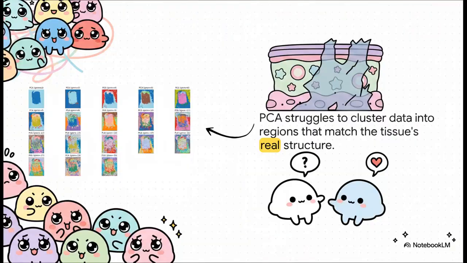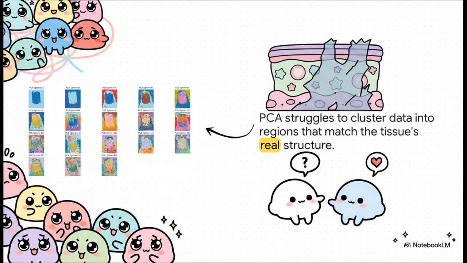On the left, that's PCA's chemical map. It's a muddled, noisy mess, right? And on the right, that's the VAE's map of the exact same tissue. The difference is just night and day. The structures are sharp, they're distinct, they're vibrant. It's incredible.